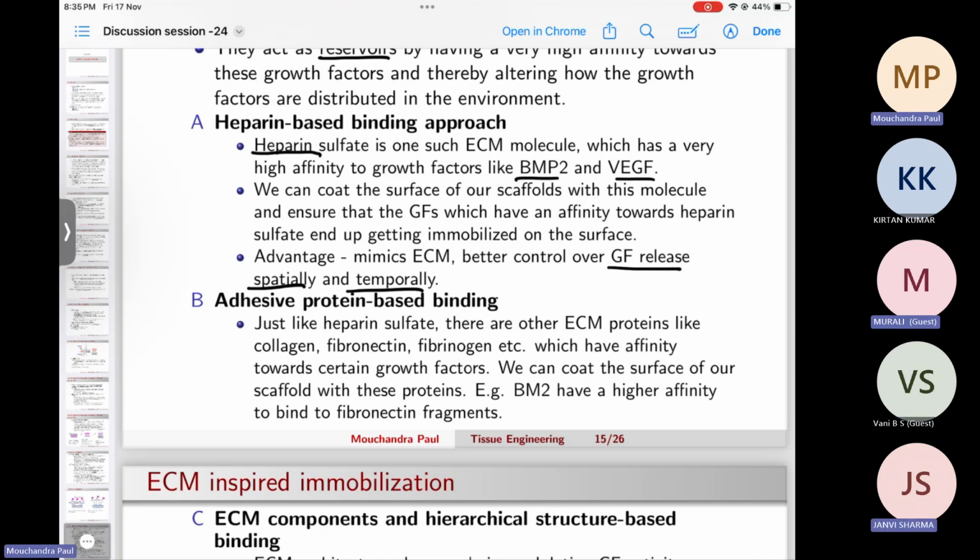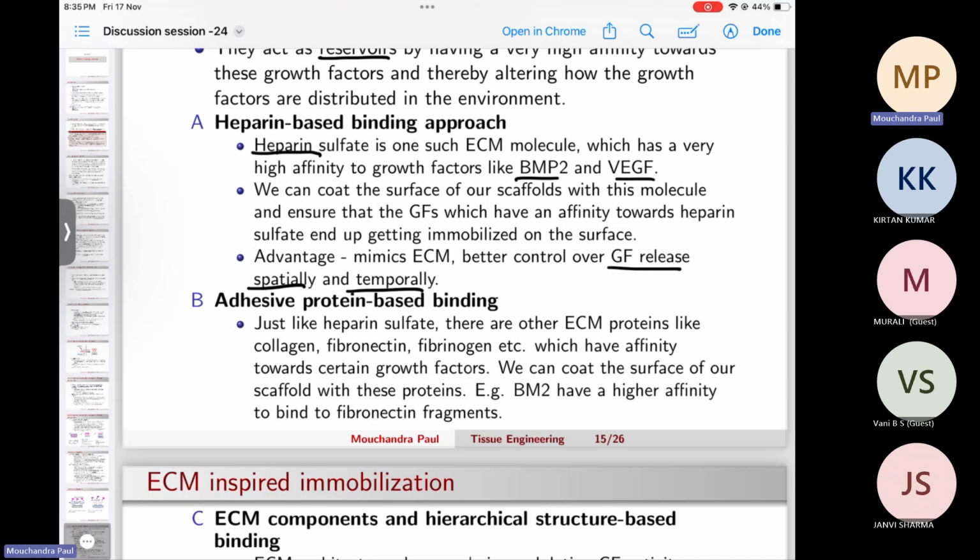So another approach in this class is using ECM proteins like fibronectin, fibrinogen, collagen instead of heparin sulfate. We can take help from the literature to understand which types of growth factors strongly bind to these ECM proteins, and then make a scaffold either using collagen, fibronectin, fibrinogen, etc., or coat our scaffold with these proteins, and only allow certain types of growth factors to adhere on the scaffold.